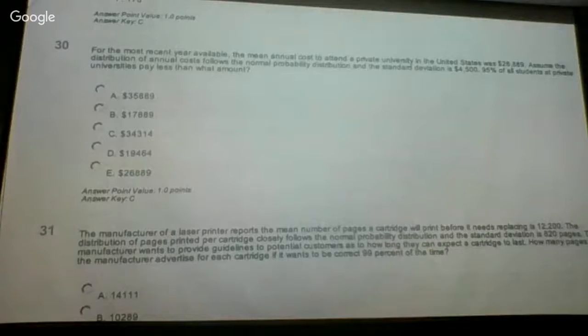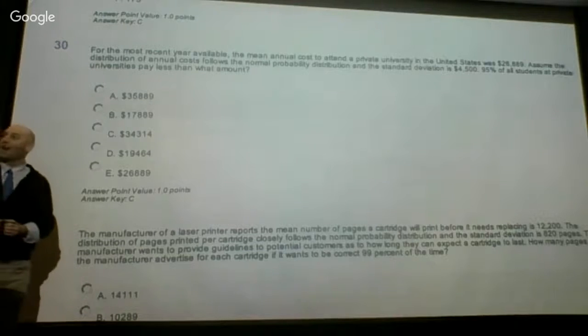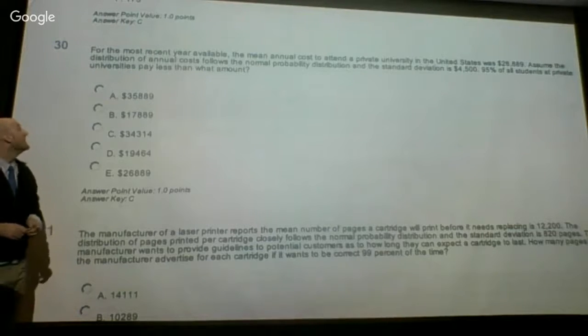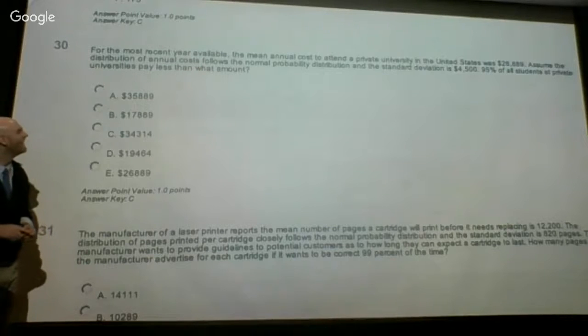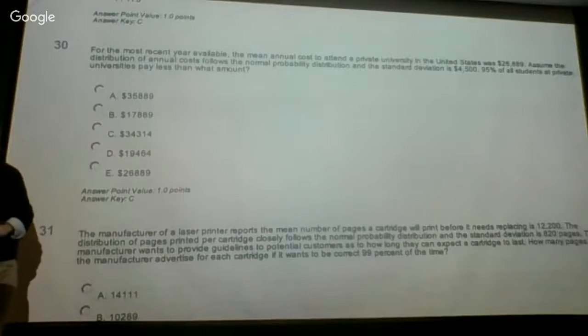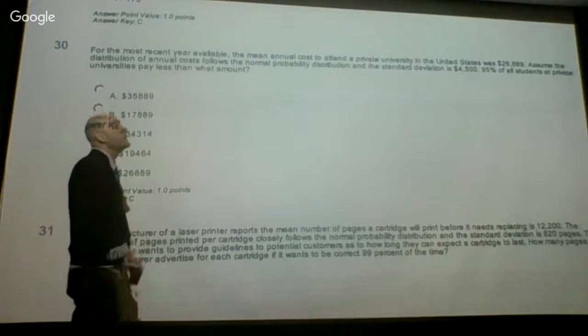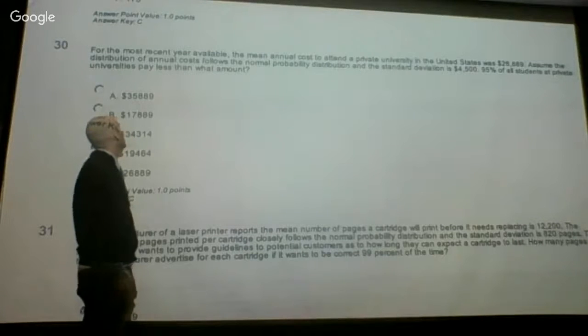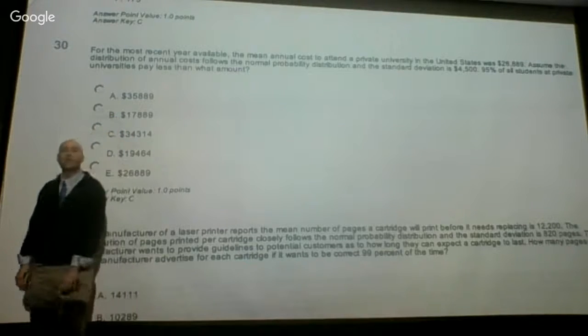Question number 30, and here's how I'm speeding this up a little bit, just to talk strategy and let you do some math on your own. Question 30, the mean annual cost to attend a private university in the United States is a laughable $26,800. Everybody laugh at how old this problem is. Assume the distribution of annual costs follows the normal probability distribution and the standard deviation is 4,500. 95% of all students at private universities pay less than what amount?